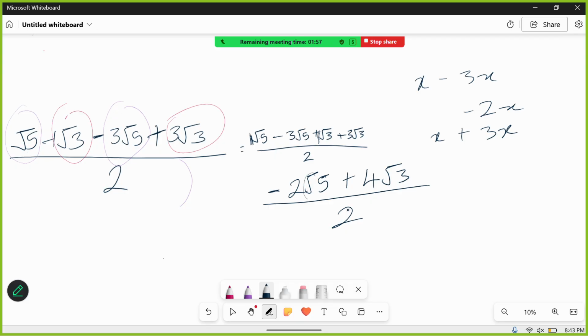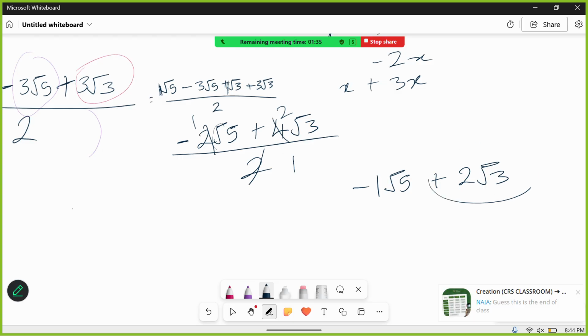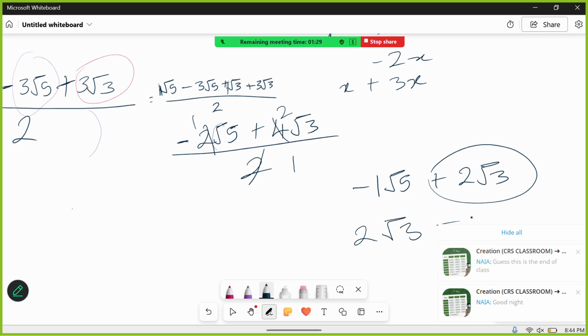But since 2 can go into 2 and go into 4, we can just say 2 here 1, 2 here 1, 2 here 2. And lastly, there's a 1 here. So we'll be having minus 1 root 5 plus 2 root 3. Nothing is done here because everything changed to 1. You can arrange it this way. Bring this one forward. And you'll be having 2 root 3 minus root 5.